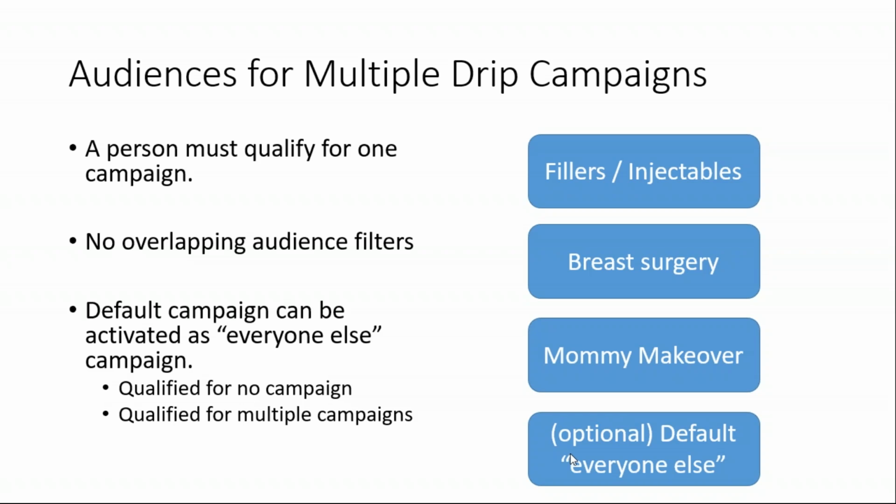So a person has to qualify for only one campaign, otherwise they get sent the default content. It's very important that you do not overlap the audience filters. In other words, you can't have the same procedure selected for two different campaigns. And again, the default content is going to be sent to everyone who doesn't qualify for any campaign or who qualifies for multiple campaigns.